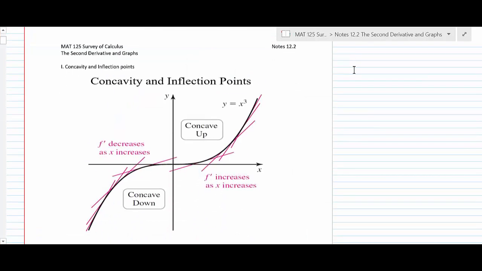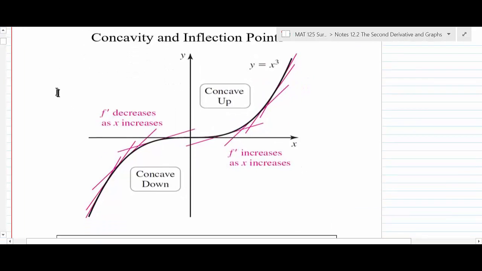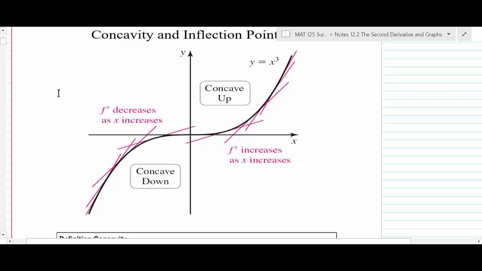Okay, so let me explain what we mean by concavity. The idea is concavity is how a function is changing as far as its shape. Concave down looks kind of like this. You have a graph that might be doing a U shape going down, or it might just look like this, or like that. Those are kind of the three key shapes.